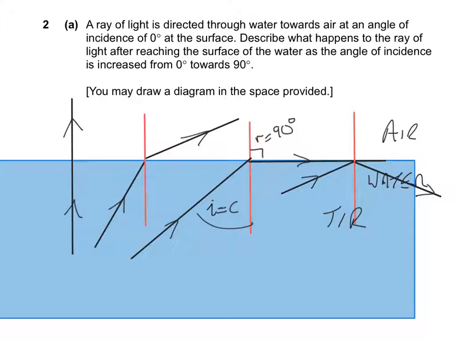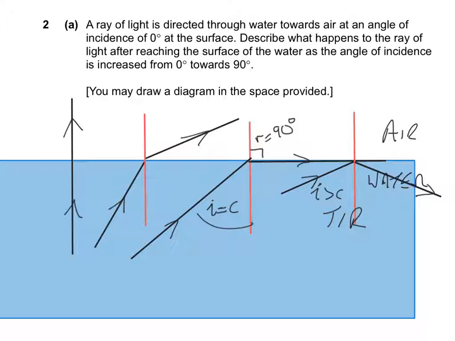And then finally you get to this last case where you have I greater than C and you get total internal reflection because we've got I greater than the critical angle in here. So no light leaves now, we just get reflection. So you've really just got to go through these four cases.